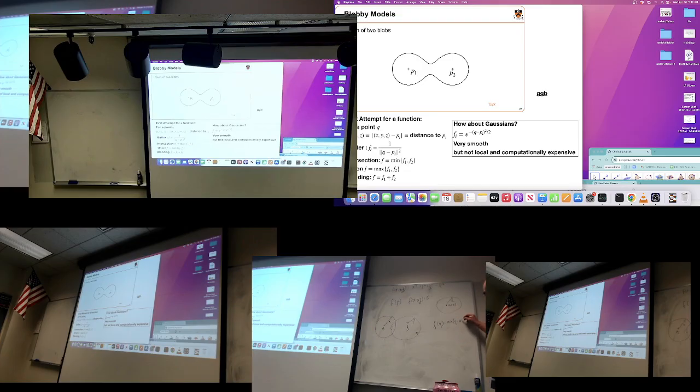my function f of Q would be the distance to the nearest one, the minimum of Q minus A, Q minus B. That's my distance function. If I take f of Q minus 1 equals 0, I'm getting what? The boundary of the union of these two creatures.